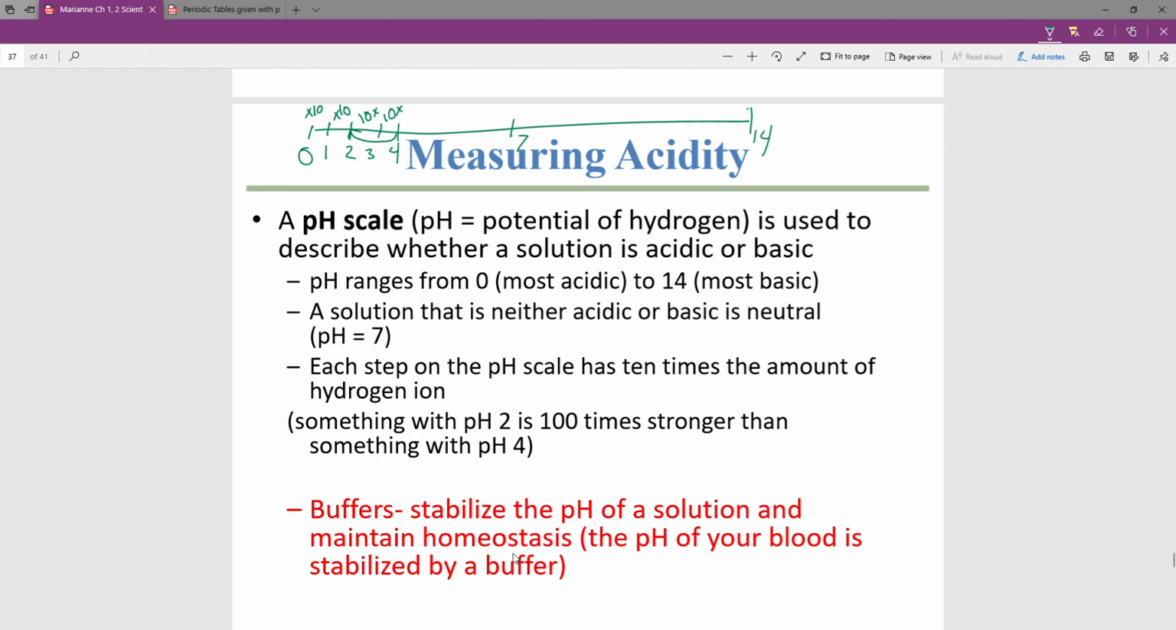We want to maintain homeostasis, and buffers are an important way of doing that. There are chemical buffers that help absorb extra hydrogen when things are acidic and absorb extra hydroxide when they are too basic. And buffers are an important way for your blood to maintain that homeostasis, so your blood doesn't become too acidic or too basic.